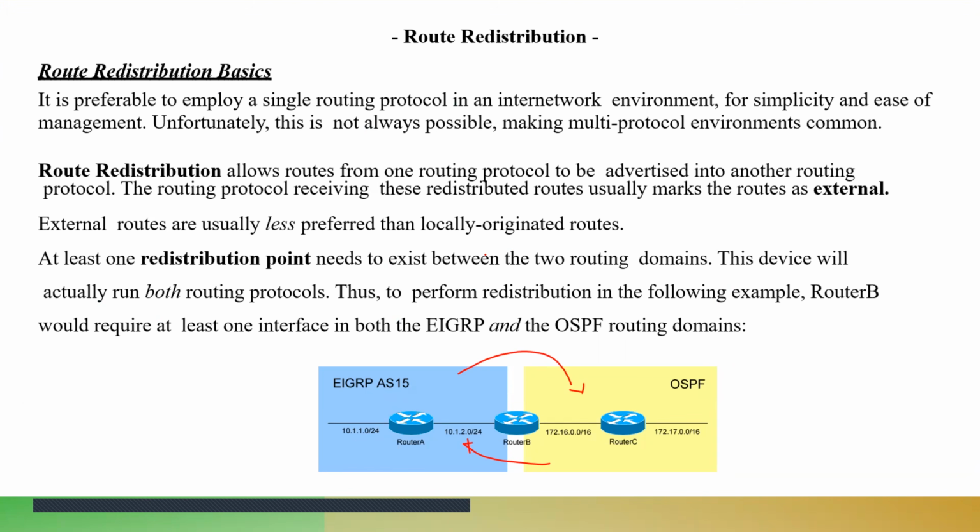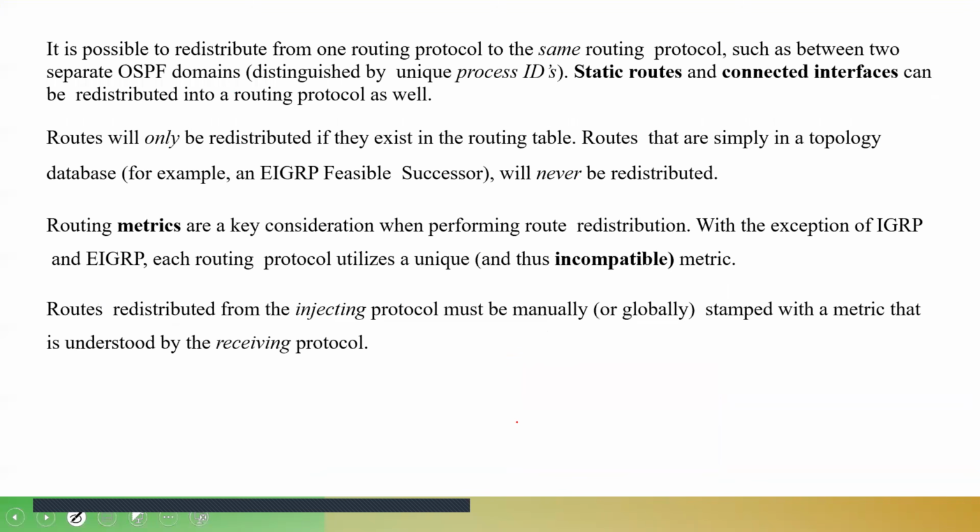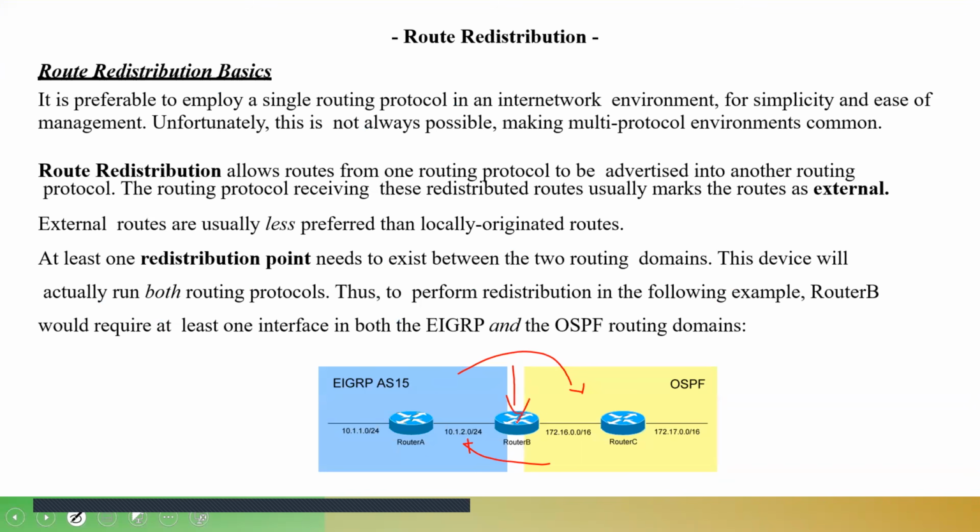While you're doing the redistribution, the first thing is that one of your routers, which works as a border router, should have both protocols running. So you can see router B is running EIGRP plus OSPF. That's the first thing: one router understanding multiple protocols.